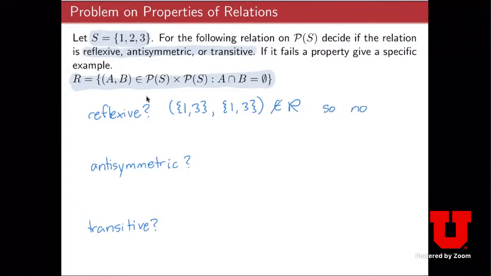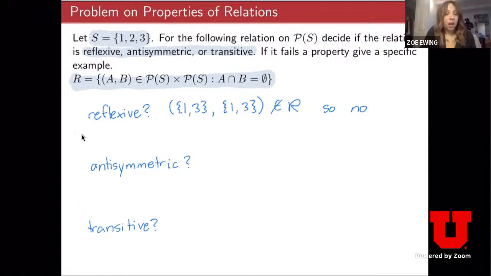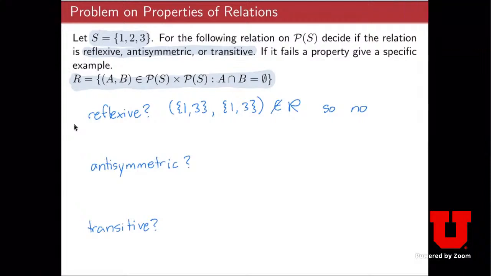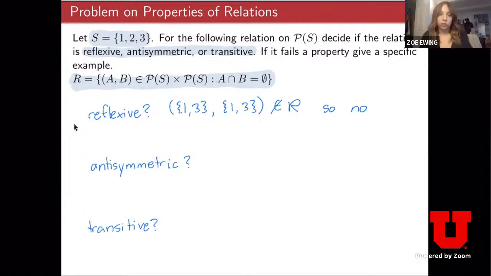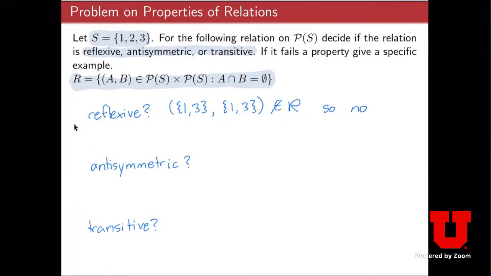I would say yes. Okay, how come? Because like say 2 and 3, they don't have an intersection going either direction, so their intersection is the empty set. So the set 2 related to the set 3? Yeah. Okay, so let's look at this.